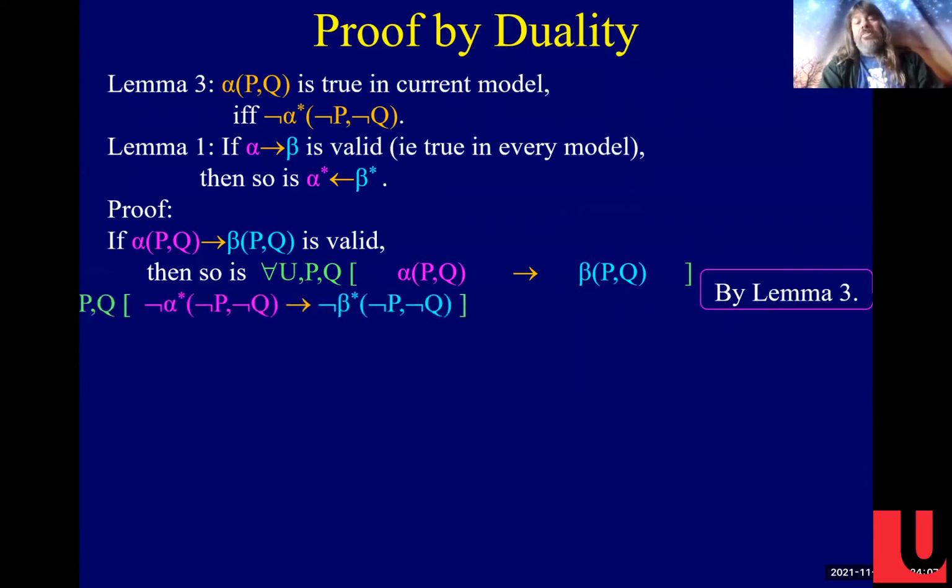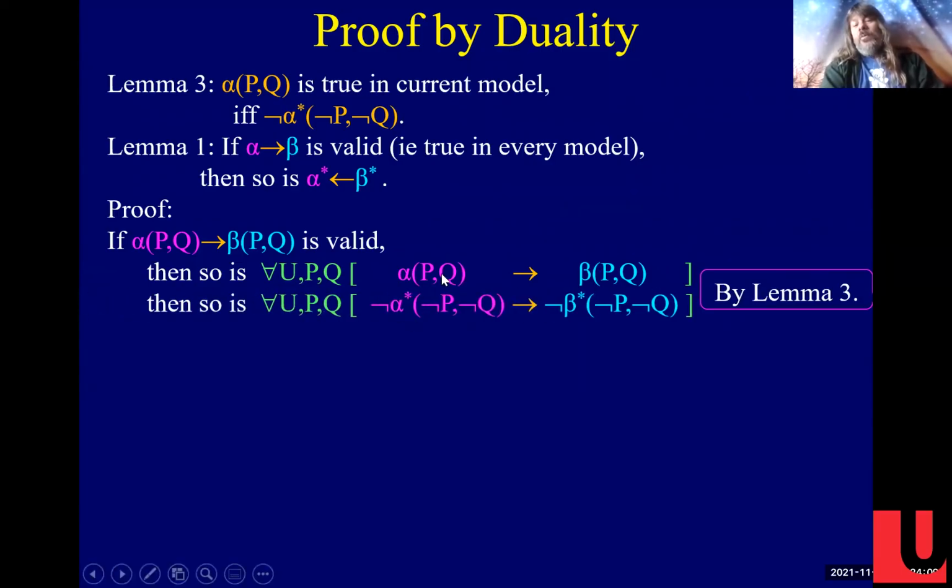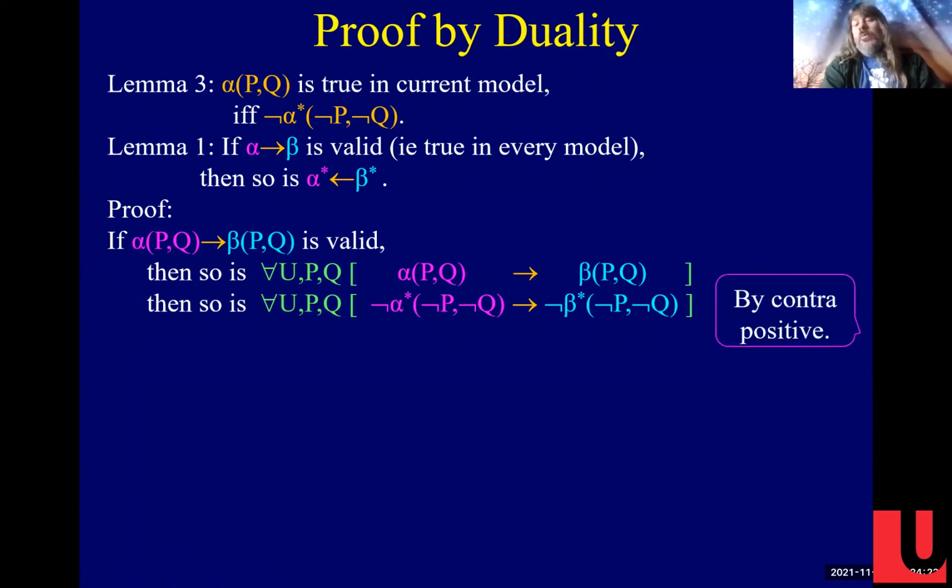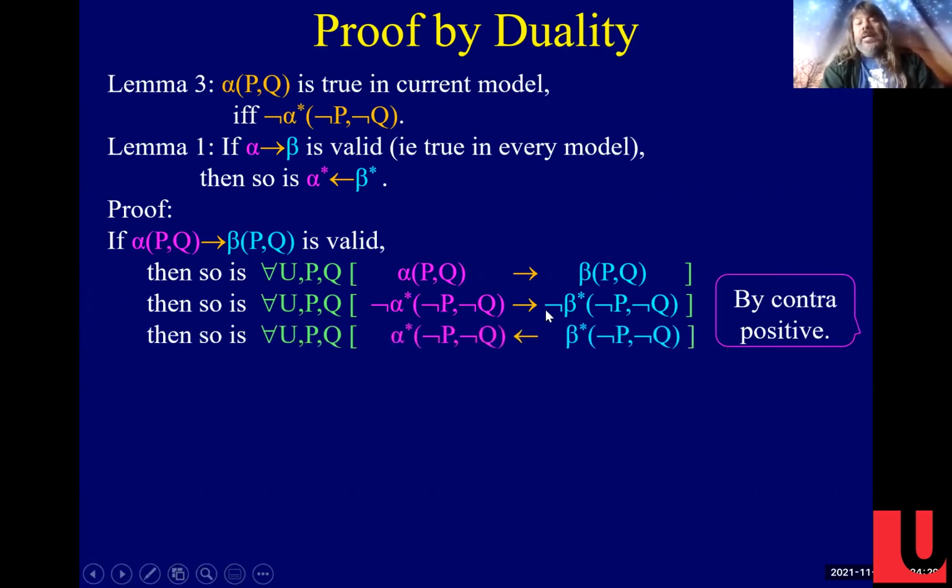And by lemma 3, then we can replace this with this, right? We can take the dual and put the negations in and out. Here we can take negations in and out, right? And then we can do contrapositive. Right here we have a negation on the outside, so we can do a contrapositive to get the implies in the other direction, right?